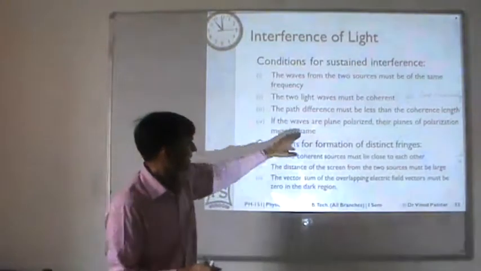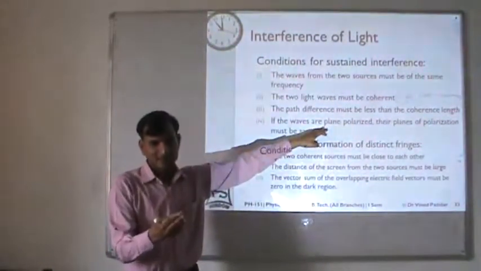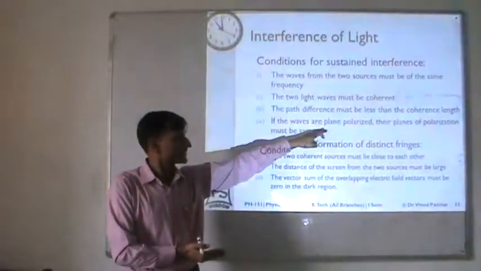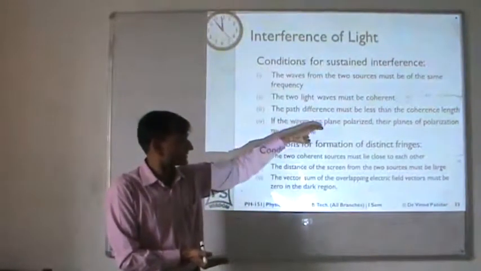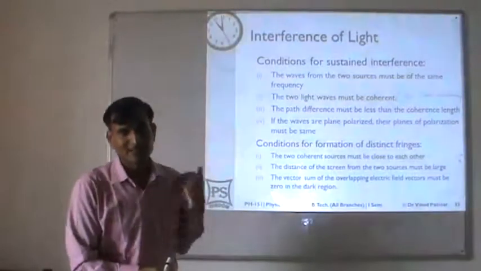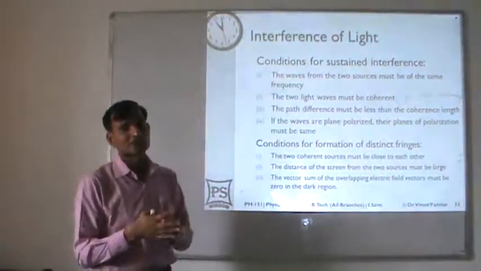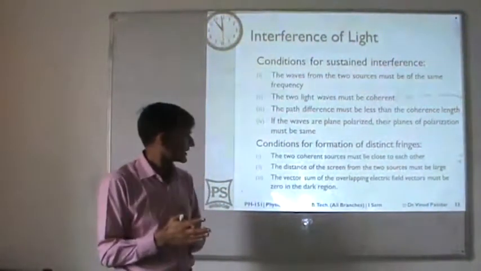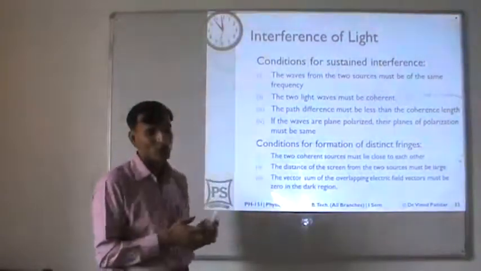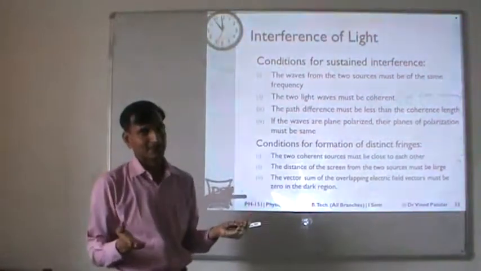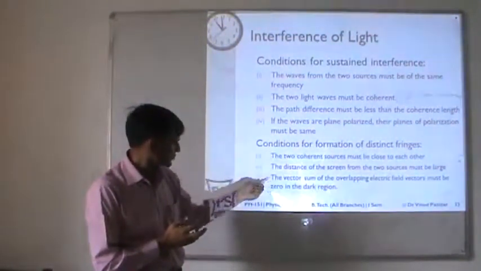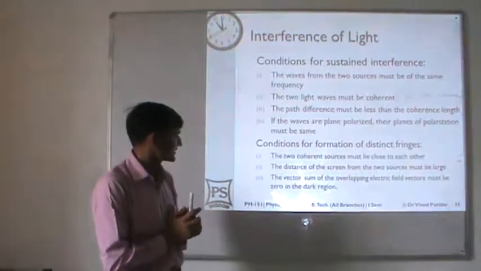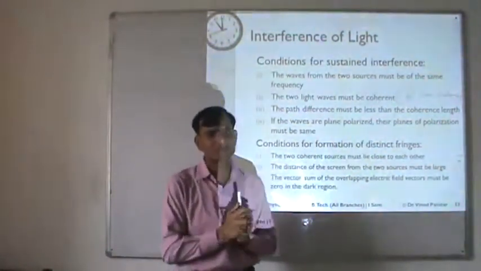Now this polarization concept you will understand when I teach you polarization, but right now you can just consider this point: if the light is plane polarized, then both the sources should have the same plane of polarization. So these are the things which are required to observe the pattern clearly. Now there are certain more conditions, written here, for the formation of distinct fringes.